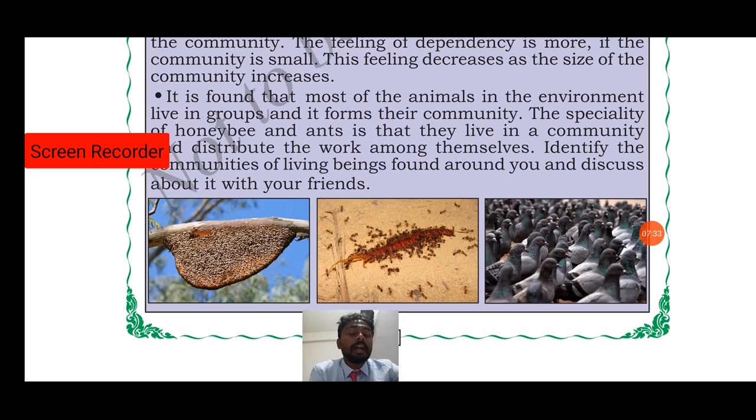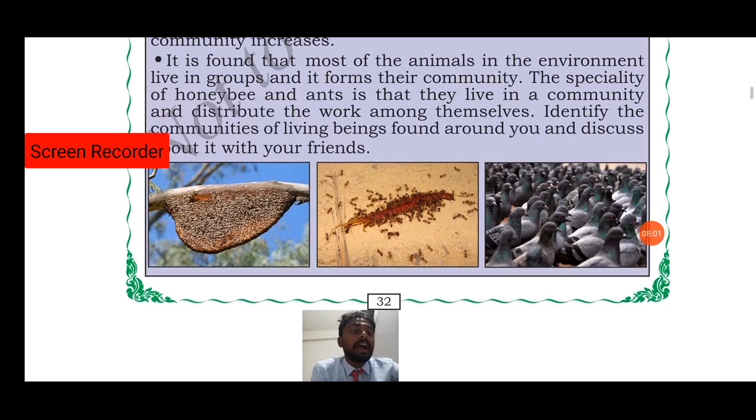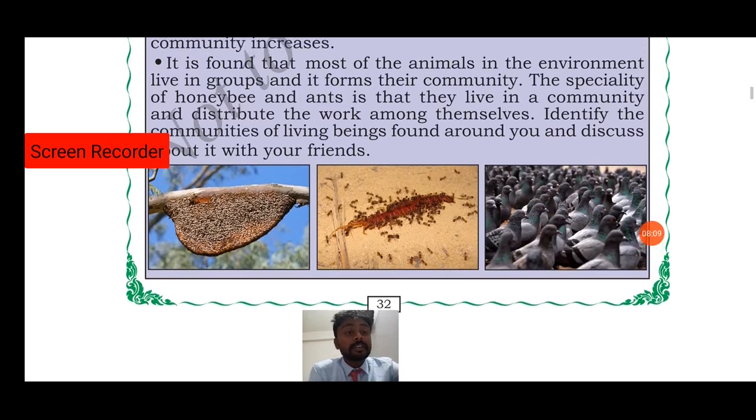The specialty of a honeybee and ants is that they live in a community and distribute the work among themselves. Identify the communities of living beings found around you and discuss about it with friends. Okay, see students, you can see the first one, that is a honeybee.